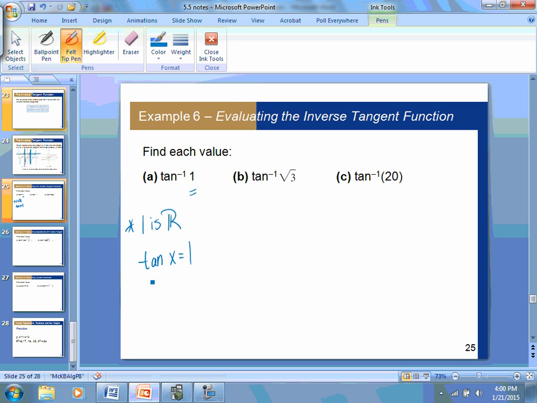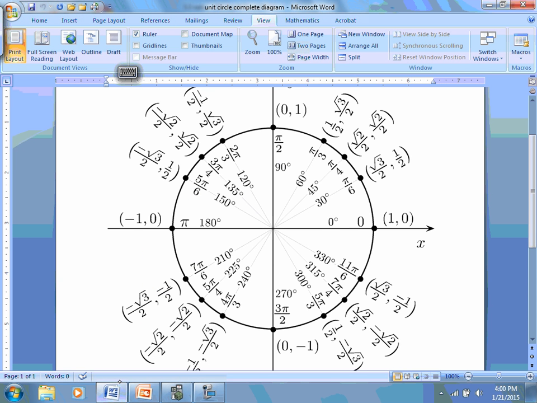Now the trick with this is that, remember, the tangent isn't necessarily on our unit circle, but sine over cosine is on our unit circle. So I need to figure out what sine value over what cosine value would equal 1. Okay? So if I go to my unit circle, the sine and the cosine values would have to be the same, so that if I took sine of x over cosine of x, I would get 1.